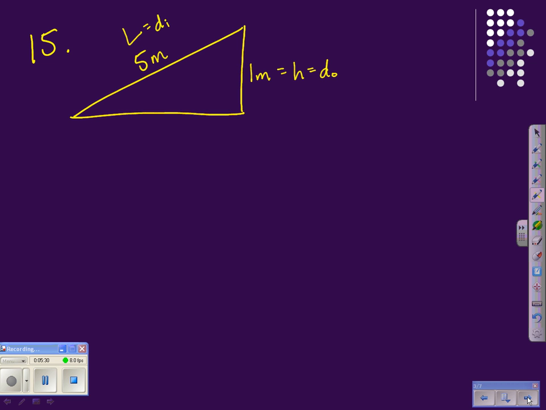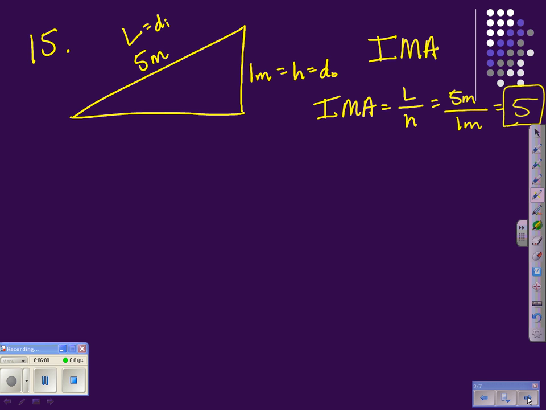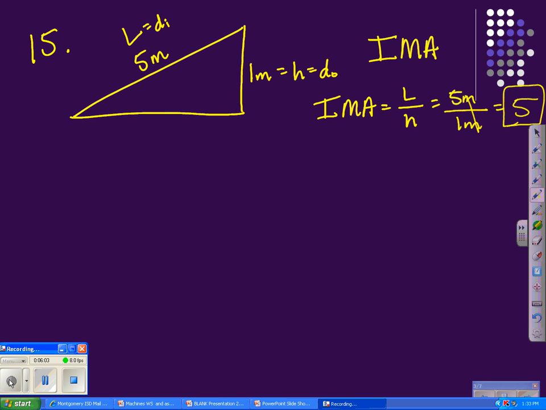Now, theoretical mechanical advantage is also the same as ideal mechanical advantage because that's what we would like it to be, or that's what it kind of should be if we don't take anything else into account. So, if I'm going to find the IMA, you can either use the DI over DO formula, or you can use the length divided by height. The length would be 5 meters divided by the 1 meter, so your IMA would be 5. There are no units because the meters cancel out. All right, so that answers that first part.